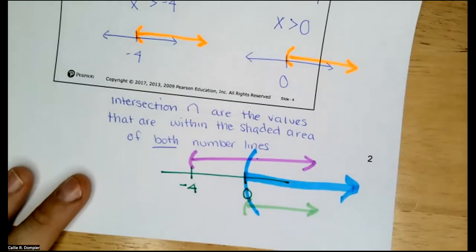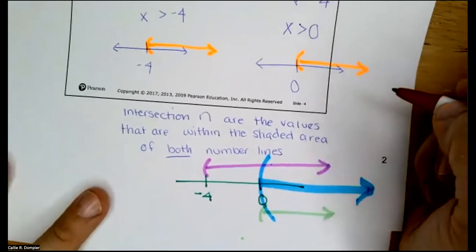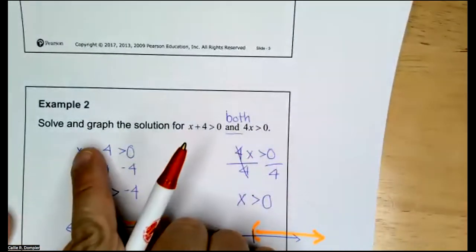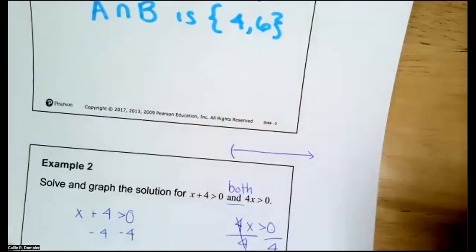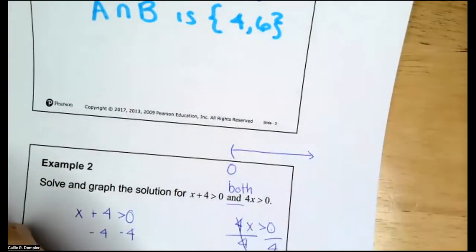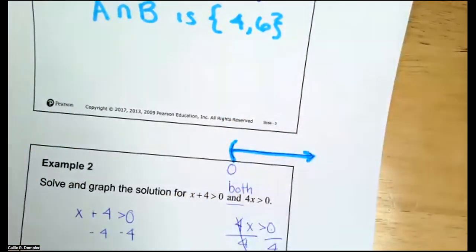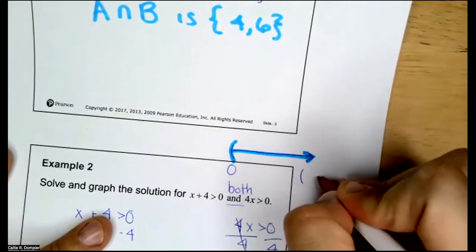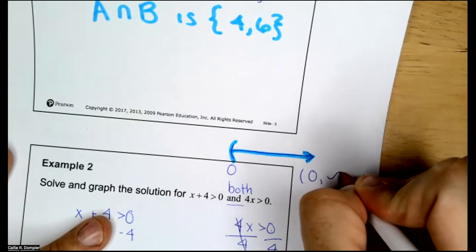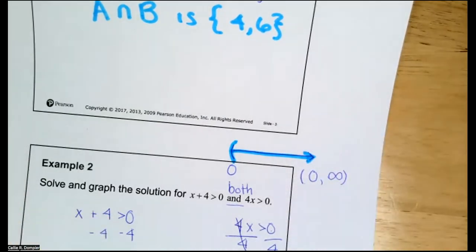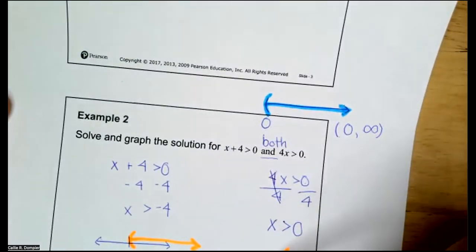Good. You know it's intersection because it has and rather than or. Good. So the graph of the solution is only from 0. That's the only time that they overlap fully, from 0 to infinity. So if I was to put that in interval notation, I would open the parentheses, put 0, put infinity, close the parentheses. You do not include -4 because -4 doesn't include all of the answers of this side.